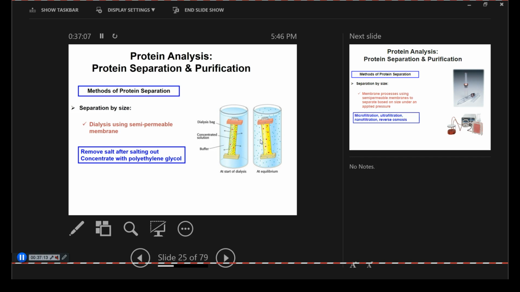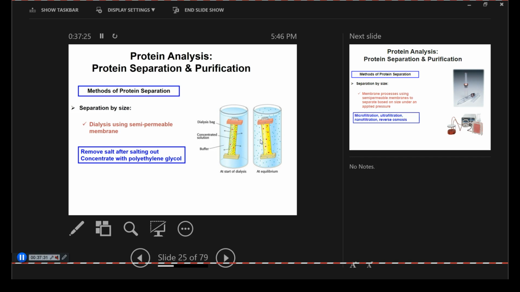And sometimes you don't only want to get rid of salt. This method can get rid of small sugars as well. So you can purify your protein extract even more. But oftentimes dialysis is linked to using salt to extract and isolate your protein.